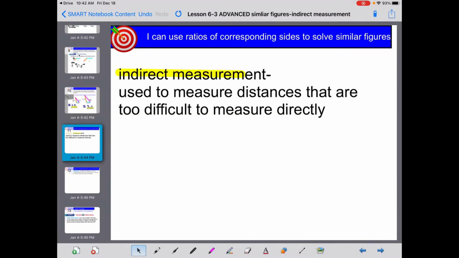Moving on, indirect measure. Now we're going to move into various ways of using proportions in math class. One of the things that we're going to talk about is indirect measure. You're going to want to draw a picture for these. Indirect measure is used in real life to measure distances that are too difficult to measure directly. Like, you can't really measure the distance across the Grand Canyon. You can, however, measure the distance using indirect measurement.